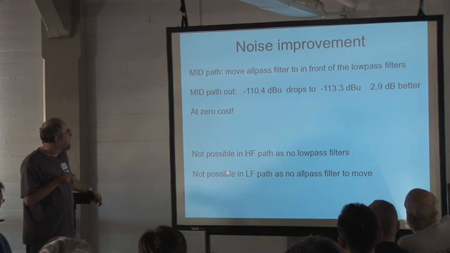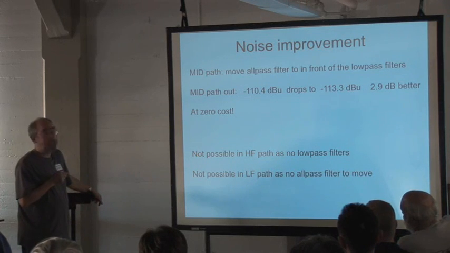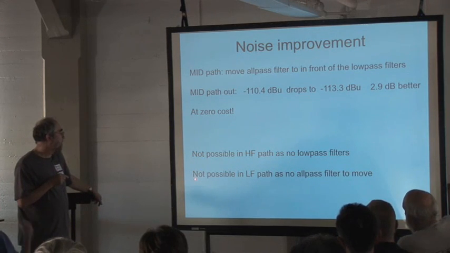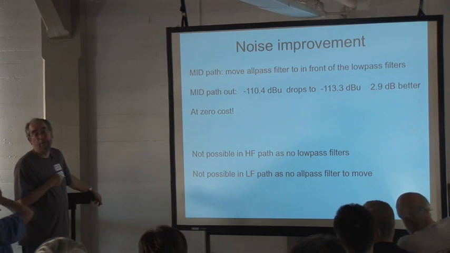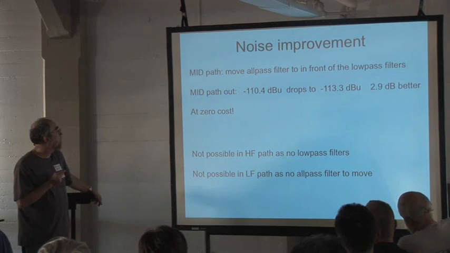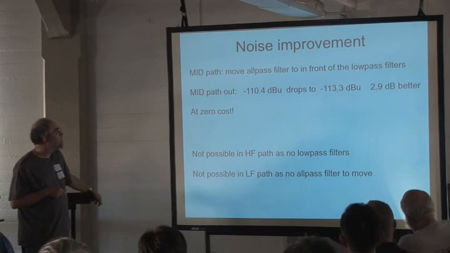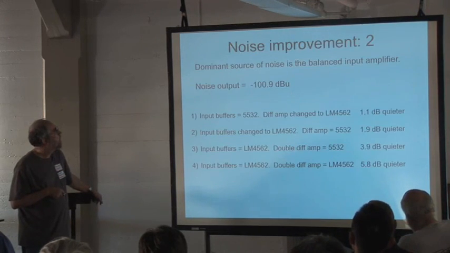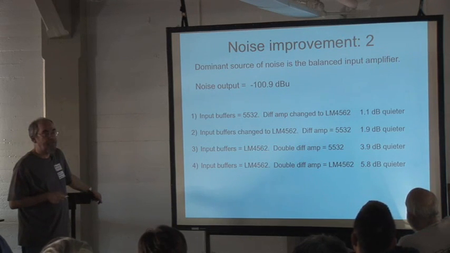You can't do that in the HF path because there aren't any low-pass filters in it. And you can't do that in the LF path because there's no all-pass filter to move. So you basically do that with the mid-path only. But 3 dBs for nothing, yes, worth having. Next. Right. So you think, well, I'd still like to get the noise down a bit.